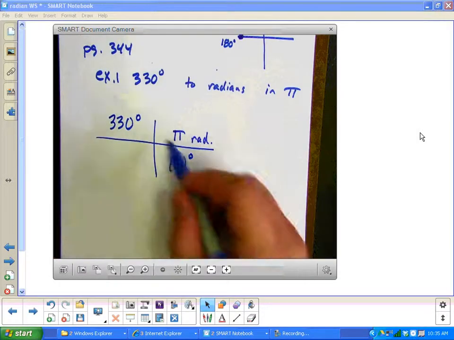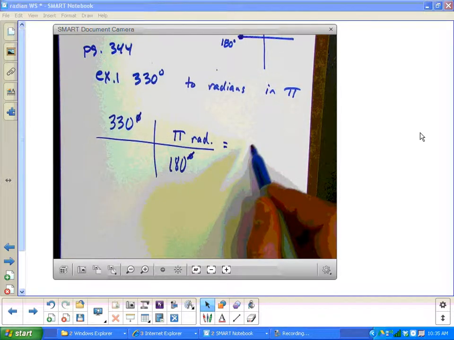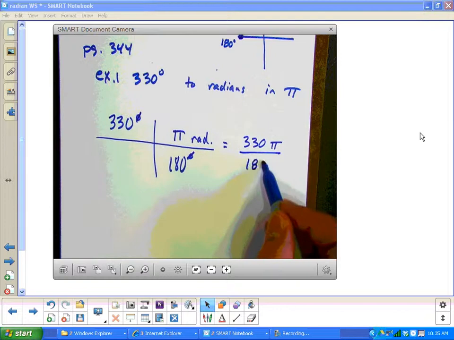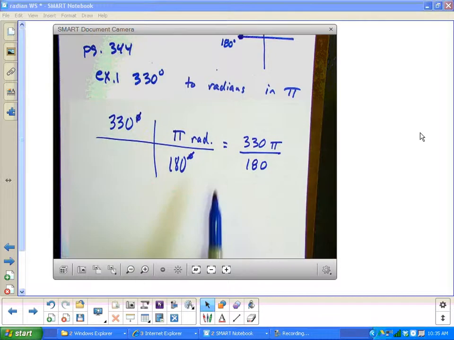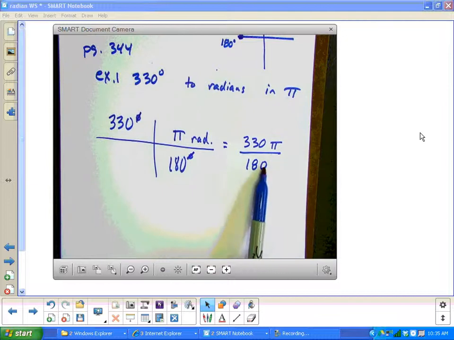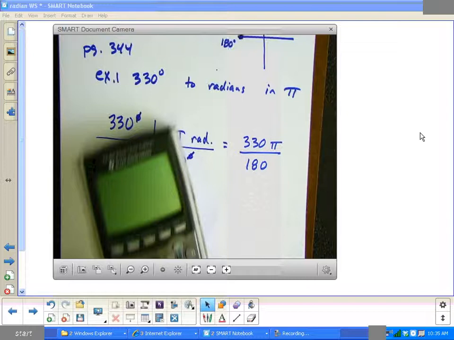Yeah, they're going to cancel out. Okay, so we're going to get 330 pi over 180. Now, if they didn't tell me to leave it in terms of pi, I would multiply this out on my calculator. So really the only thing that I have to do is take 330 over 180 and reduce it. Now a lot of people could just reduce that in your head. I'm going to show you how to reduce it in your calculator real quick.